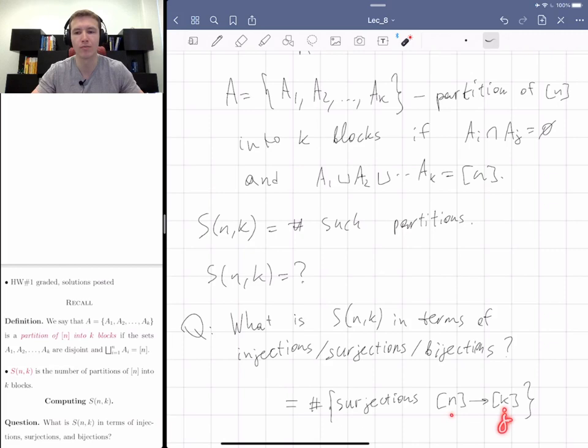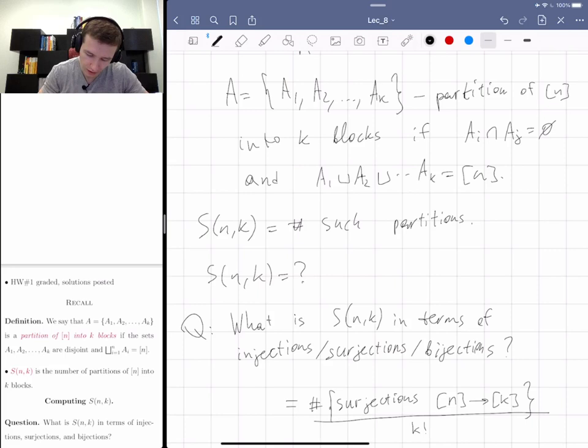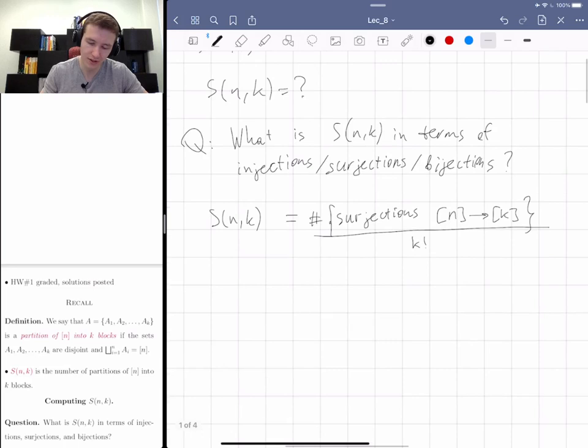So this is almost S of n comma k, except that you need to divide by k factorial. Yes, right. So if I divide this number by k factorial, then I get S of n comma k. That's the claim.